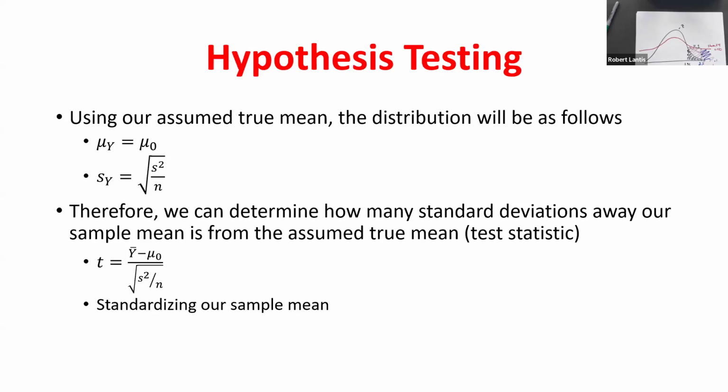So mu subscript 0 here is not the true population mean. It's what we are assuming the population mean is. In my example, that would be 105. And whatever sample mean I see from my data set, that's what I'm going to standardize, right? Subtract the mean, divide by the standard deviation. Now here, dividing by the standard deviation, why does this look a little bit different? Because remember, I'm dealing with a distribution of my sample mean.